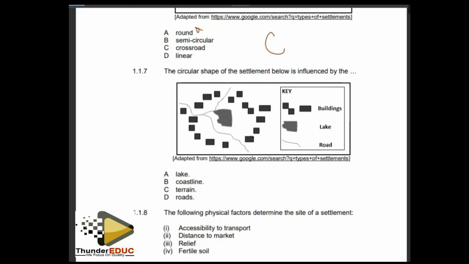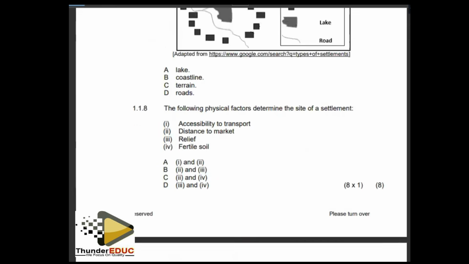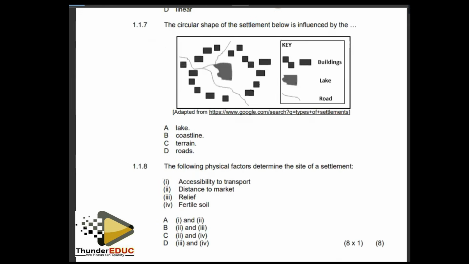So when you look at all those options, according to the diagram, which option makes sense? That makes people settle around a feature. Obviously, the answer is A. All right. We go to 1.1.8.